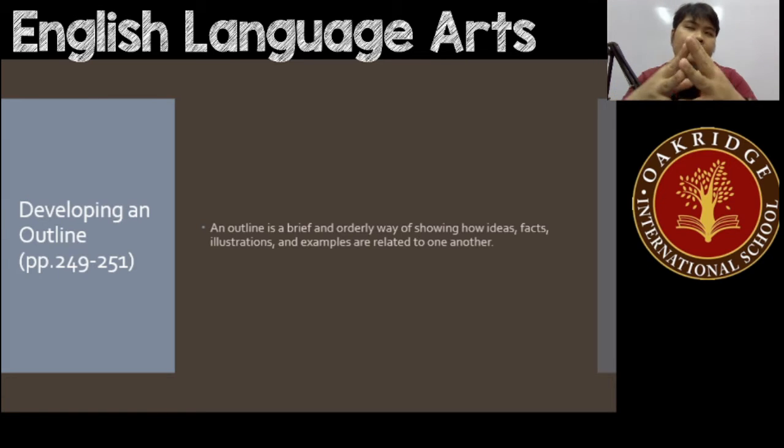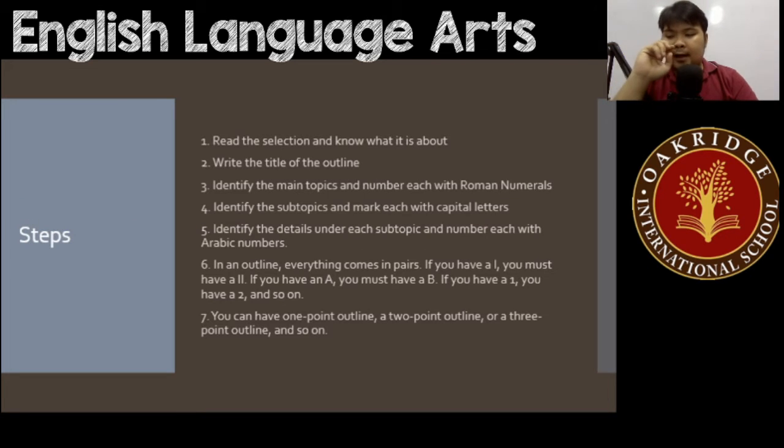Now, there are many ways to create an outline, but here's just one very basic way. Here are some steps. First, you have to read about the selection that you want. You have to research, you have to dig, you have to have a general idea of what you'd like to be talking about or writing about. Write the title of the outline, identify the main topics, and number each with Roman numerals.